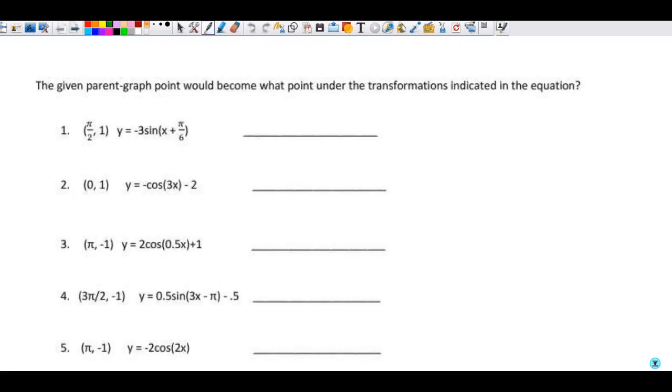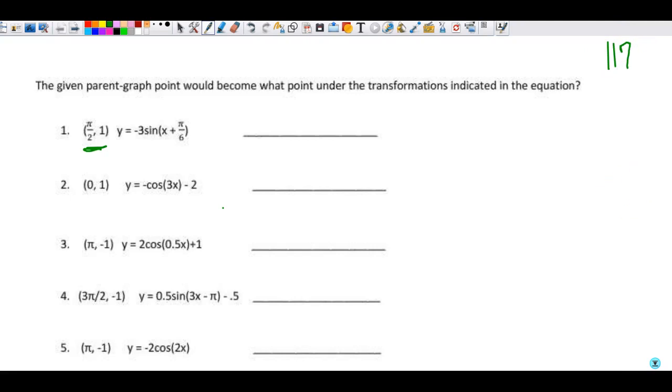first set. All right, now I want you to grab the pink notes that look like this. We're not graphing these, we're just looking at algebraically what happens to the point, which is basically what we did in those little charts on the ones we just graphed. So I'm giving you this one point, the given parent graph point, and it would become what point under the transformation indicated in the equation. Oh, and I know yours has a name and a period up there, but you can just change that to ISN number or whatever, because it's going on 117, since this is just part of your notes.